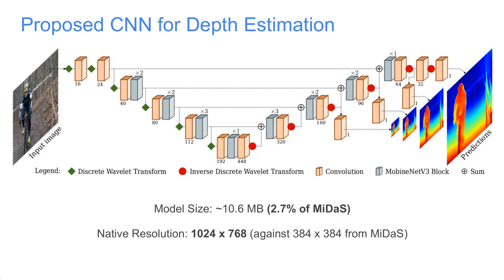We proposed a new lightweight CNN for depth estimation, which is small and much faster compared to MiDaS. The key ideas in our CNN are lightweight blocks inspired by MobileNet v3, intermediate depth supervisions, and wavelet decompositions for downscaling and upscaling feature maps. This results in fast predictions and sharp results, even for high-resolution images.